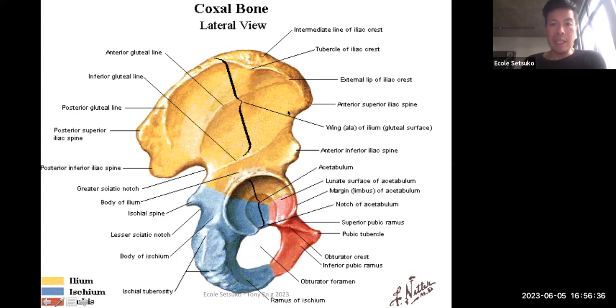We looked at the ilium, that's the ilium bone, and then we have the ischium and the pubis. Remember, all these three bones make up the hip bone, the coxal bone, right? And then here we have the coxofemoral joint, where the head of the femur will articulate. Remember the ball and socket joint. So the head of the femur is going to articulate with the acetabulum right there.